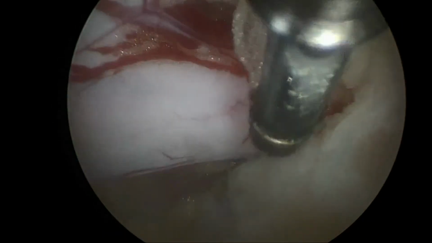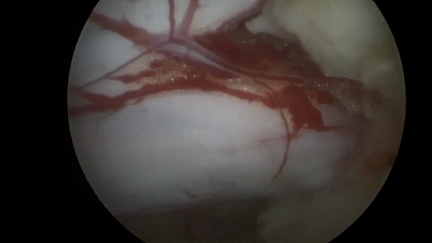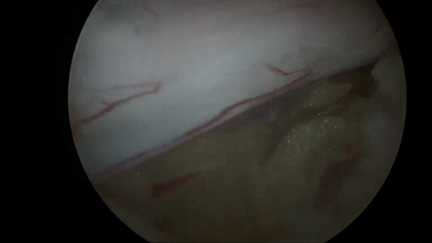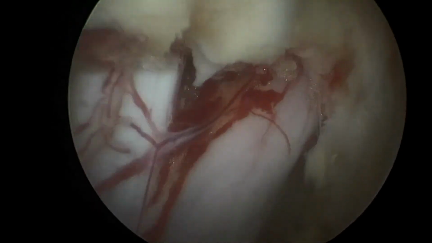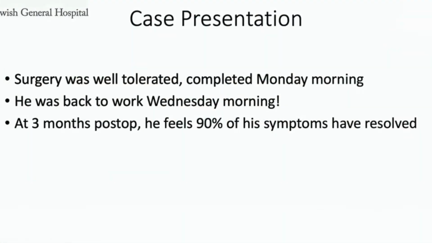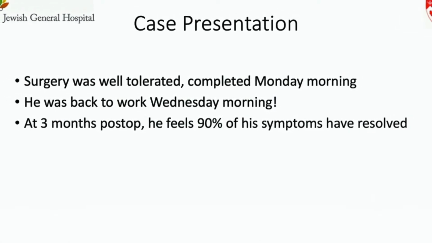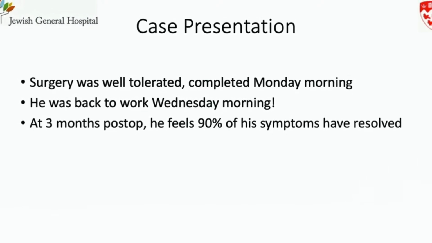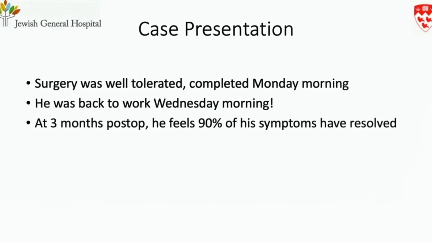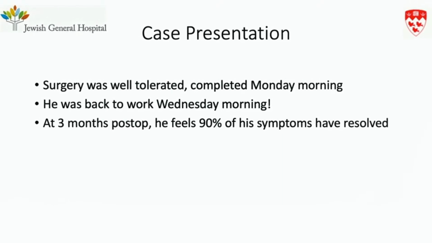The bipolar is used to, once again, shrink away tissue, feel around, and with the aid of the endoscope, we can turn it and have a look to see a widely decompressed S1 root. The surgery was very well tolerated, and the patient actually went back to work 2 days later. At the 3-month mark, he continues to feel 90% of his symptoms have resolved.